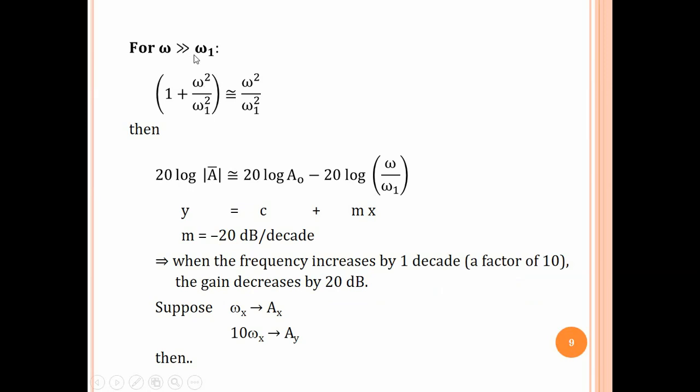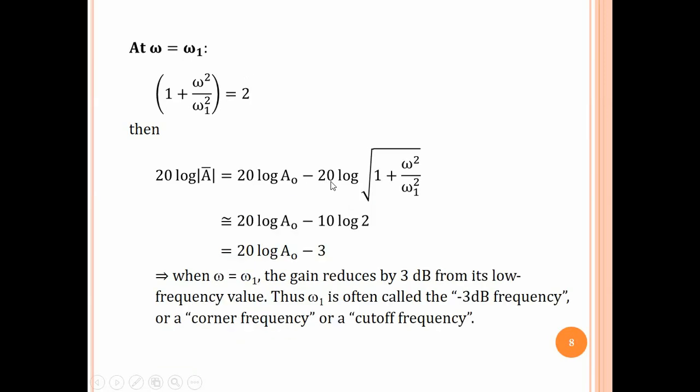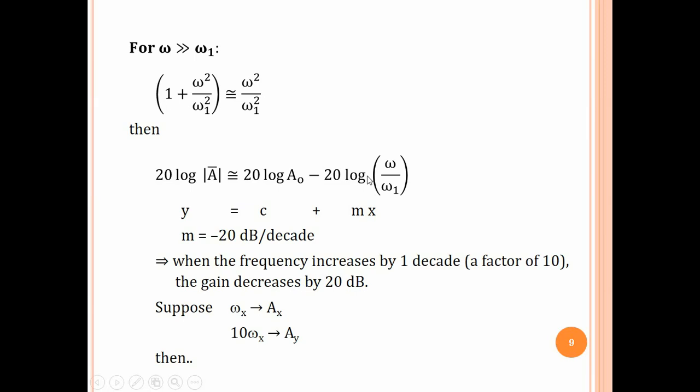So if this is much greater, then compared to omega by omega 1, we ignore the 1, and so we make this approximation. And then 20 log of A is equal to 20 log of A0 minus, so let's go back. What happens here? This 1 can be ignored. The square root cancels the square. So we'll get minus 20 log omega by omega 1.